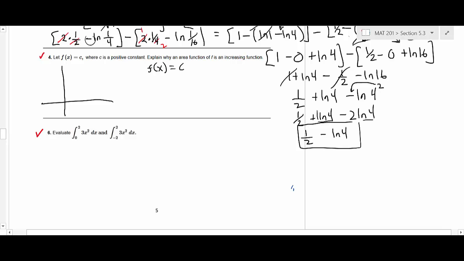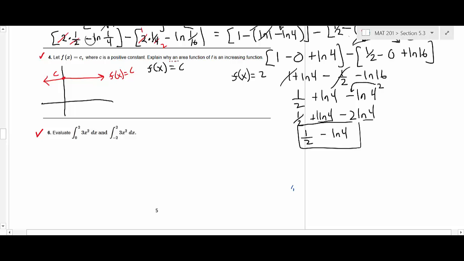Okay, now c is a constant. So what would a graph of f of x equals a constant look like? It'd be a horizontal line, right? Because it's kind of like we're doing something like f of x equals 2. So let's draw a little picture that's really f of x equals c. Okay, that would be some value c like that.